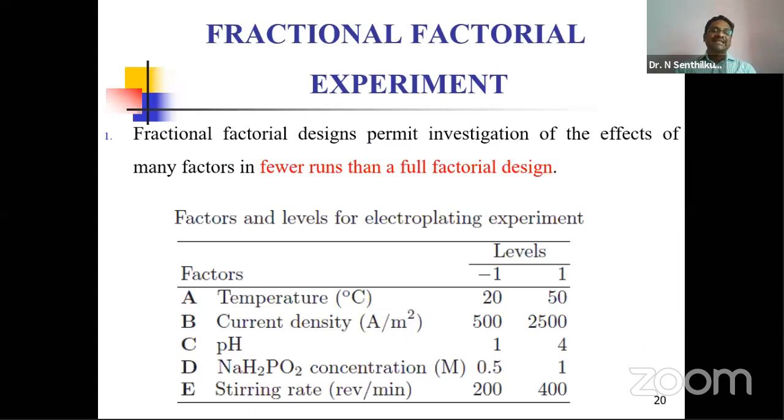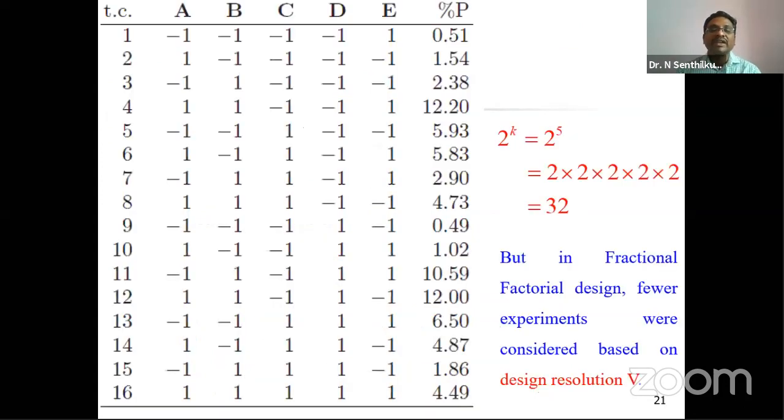Consider this example. Here I have 5 factors: temperature, current density, pH, salt concentration, and stirring rate. This is used for an electroplating process. For a full factorial design, we would have 2 power k, because there are 2 levels, minus 1 and plus 1. So 2 power 5 is equal to 32 experiments. But here what we are considering is only 16.